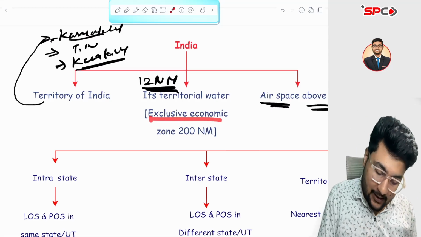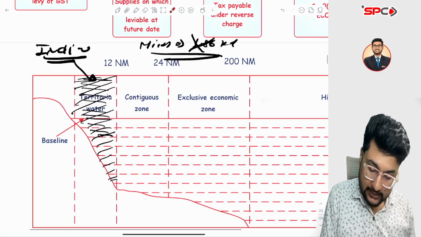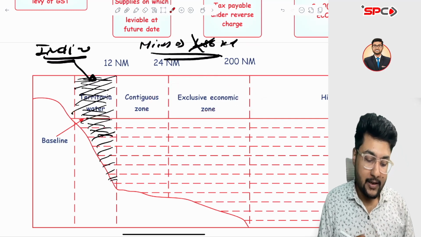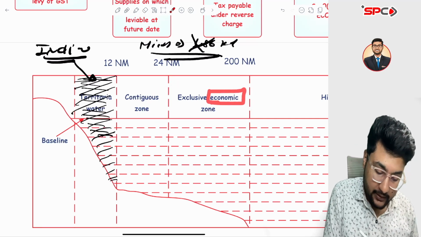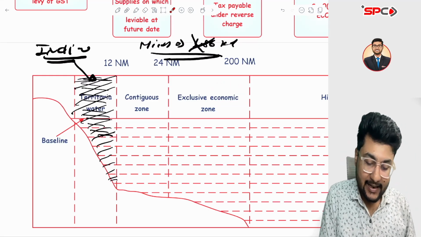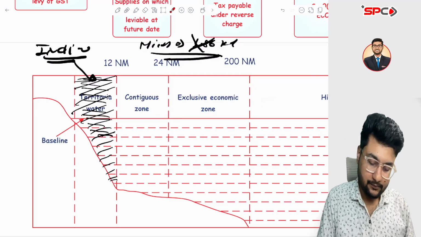And the exclusive economic zone is up to 12 nautical miles. So what does exclusive economic zone mean? It's clear by its name: economic. For trade purposes, India can use up to 12 nautical miles in the sea.